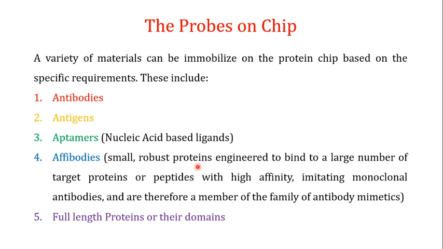These affibodies are small robust proteins which are engineered to bind to a large number of target proteins or peptides with high affinity, and they imitate monoclonal antibodies and are therefore a member of the family of antibody mimetics. You can also immobilize the full-length proteins or their specific domains. So these probes can be immobilized on a protein chip, and that is totally based on the specific requirements.